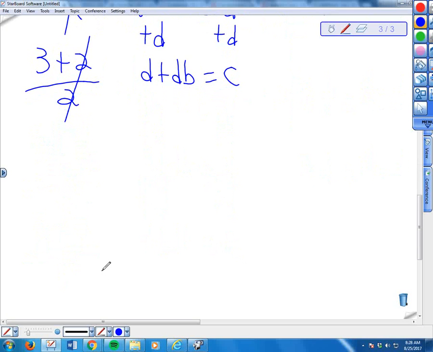How can I get D by itself eventually? What can I do to those two terms? What's common to both of those terms? What's a factor of both of those terms? D and dB. What's the common factor? D. Does everybody see that? D's in both. It's a factor of both. So I'm going to pull the factor out. When I pull that factor out, I pull D out of itself. What do I get?